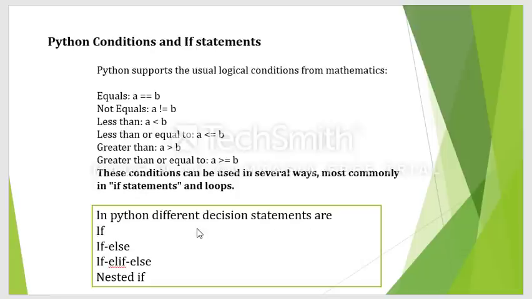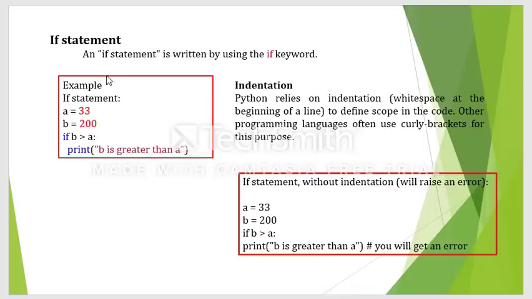So there are 4 different kinds of decision making statements in Python: if, if else, if else if, which can generally be called if elif, and next, nested if. So these are the 4 statements we are using. It is a very simple concept, because already we have some knowledge from writing in C programming. The same thing applies here also. So let's see the first statement, the if statement.